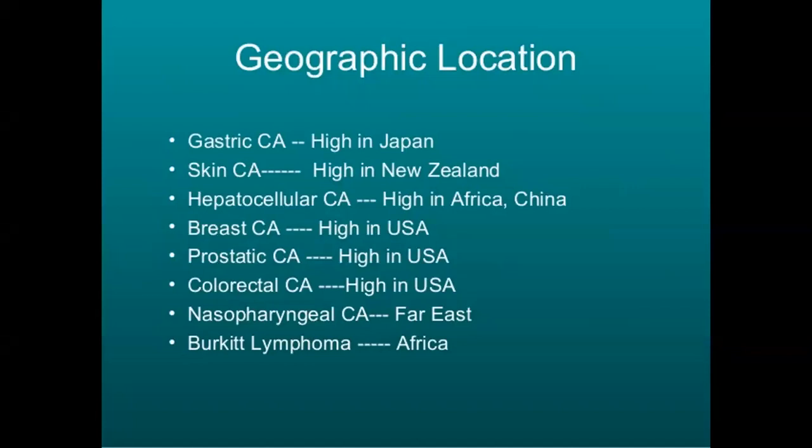Likewise, gastric carcinoma, as you know, has a high incidence in Japan. Carcinoma of skin is high in New Zealand. Hepatocellular carcinoma is high in Africa and China. Breast carcinoma is high in the USA. Prostatic carcinoma is high in the USA. Colorectal carcinoma is high in the USA. Nasopharyngeal carcinoma is high in the Far East, and Burkitt's lymphoma is more common in Africa.